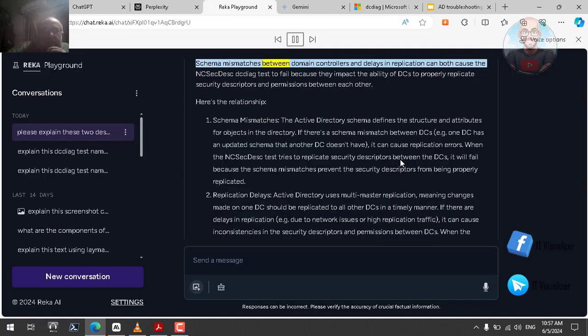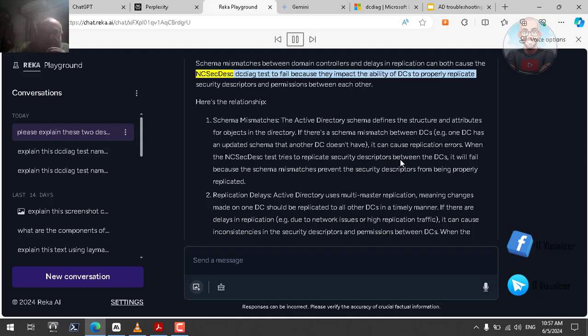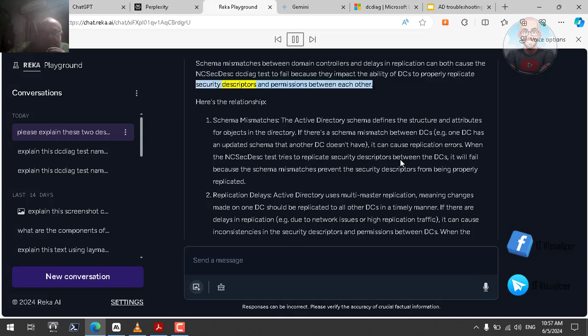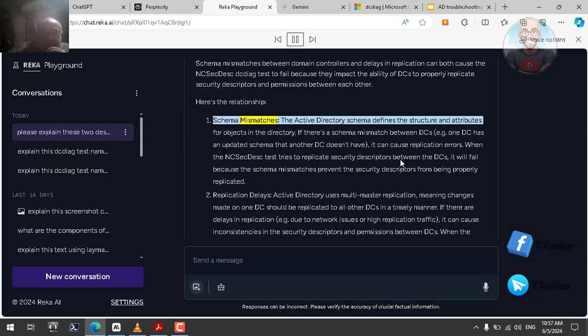Schema mismatches between domain controllers and delays in replication can both cause the NCSEC DCDIAG test to fail because they impact the ability of DCs to properly replicate security descriptors and permissions between each other. Here's the relationship. Schema mismatches.